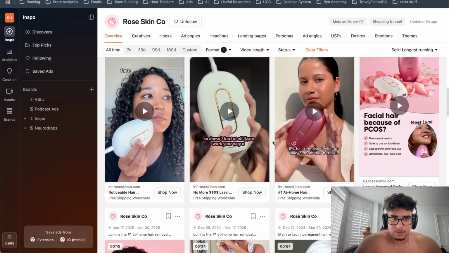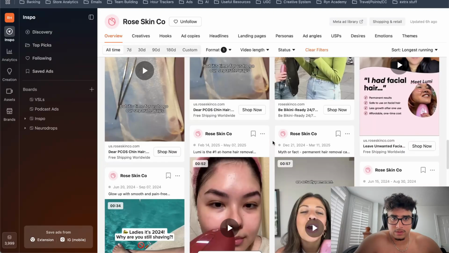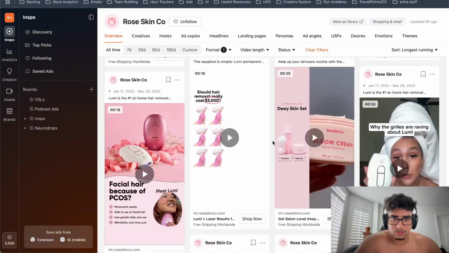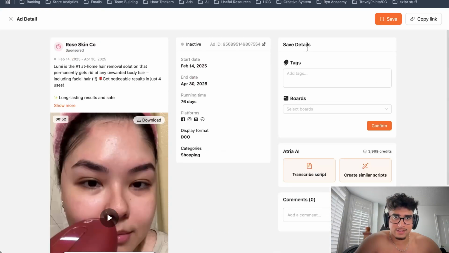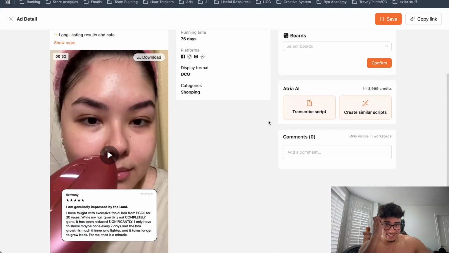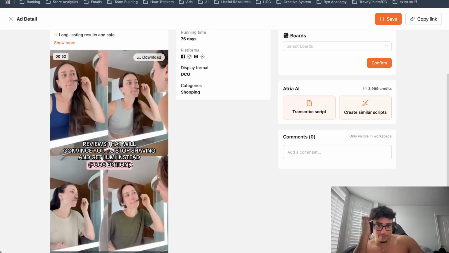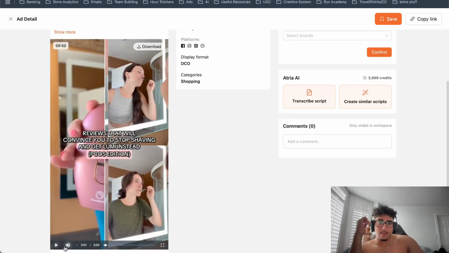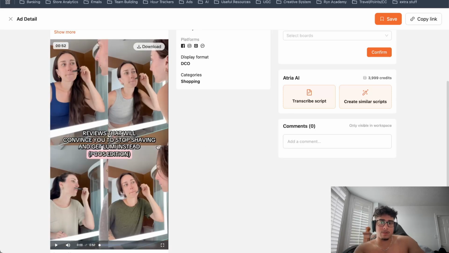But let me scroll through. Maybe I can find a better one. Or like this. Or actually, that's literally this ad. Well, actually slow. Reviews that will convince you to stop. So like this is literally talking about, yo, these reviews that will convince you to stop shaving and get Lumi instead. So people probably already know about Lumi.